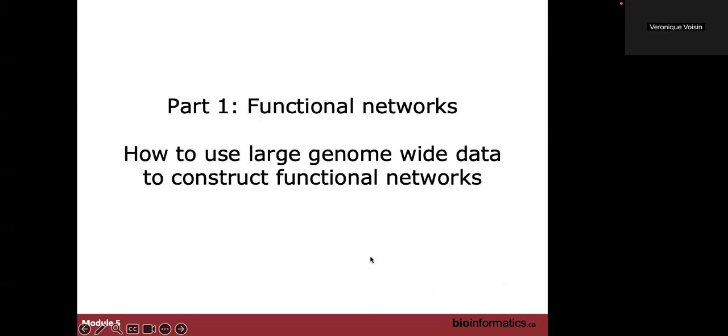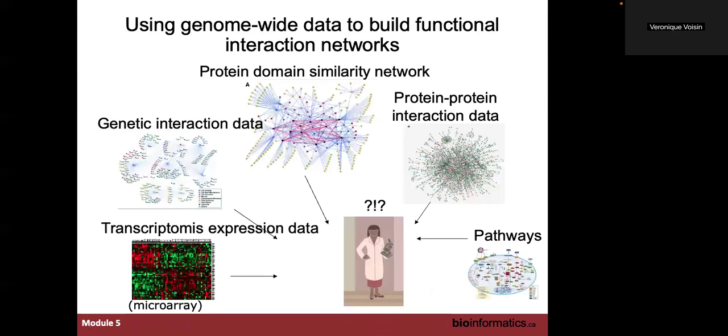So, functional interaction networks: how to use large genome-wide data to construct functional networks. Over the past years, a vast amount of large-scale omics data has been generated and is now stored in various databases. How can we make use of the large amount of information that they contain? These data sets provide valuable insight and can be integrated into functional networks for deeper analysis.